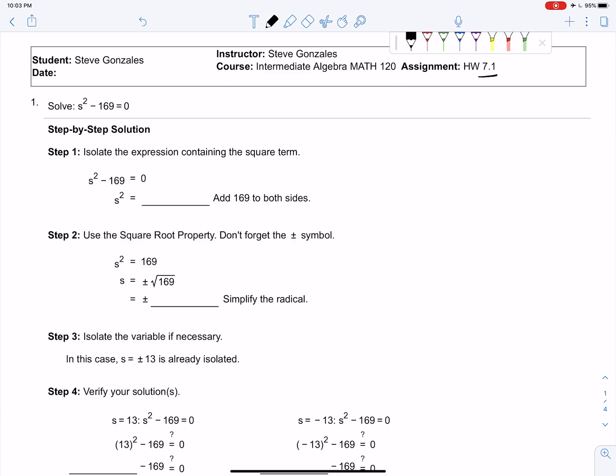I would like to do some homework problems from 7.1. Now, 7.1 takes a look at the square root property. The square root property. Let me write that down.